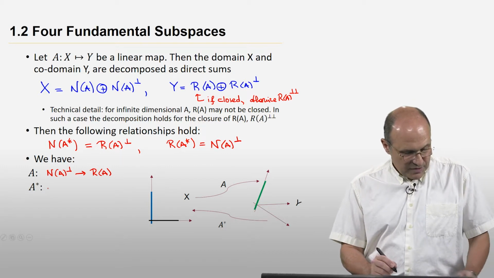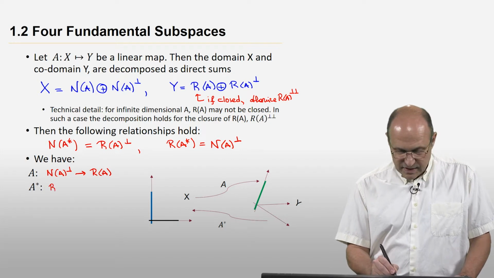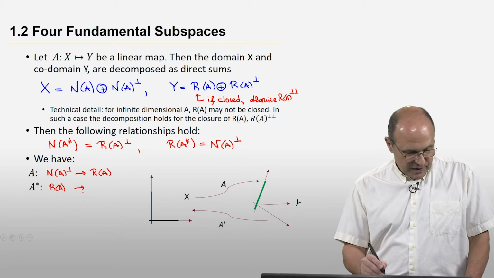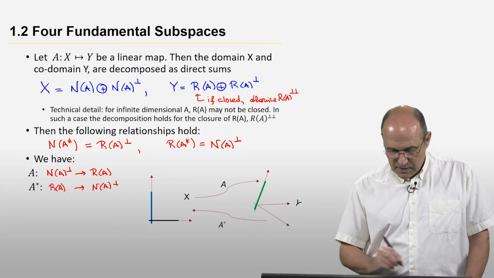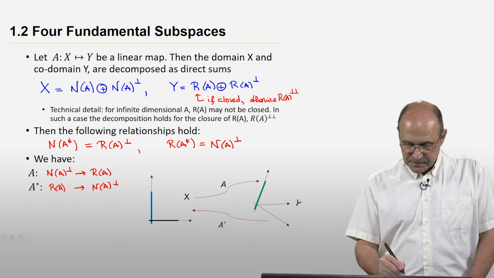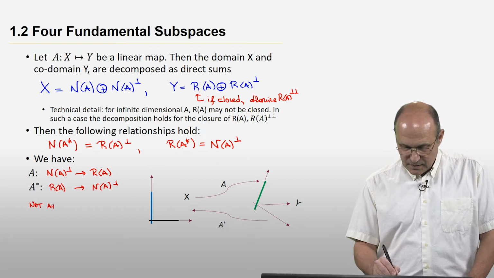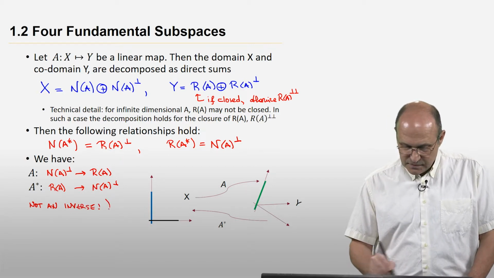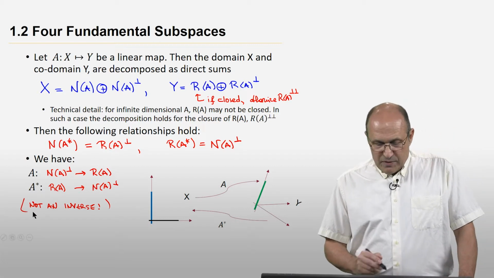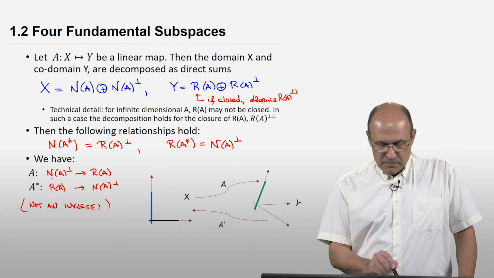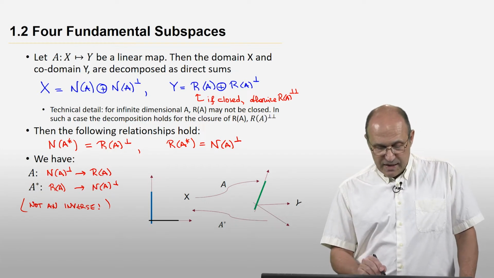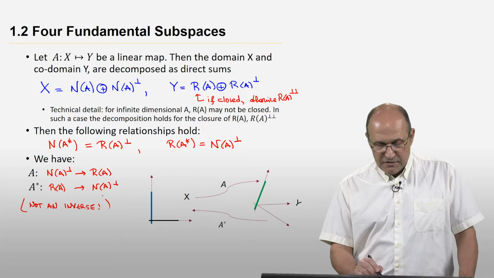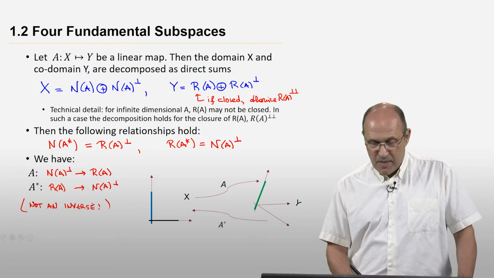On the other side, on the adjoint side, the adjoint takes the range of A, according to this relationship of the four fundamental subspaces, to the orthogonal complement of the null. This is not an inverse. So in other words, A takes you from the orthogonal complement of the null of A to the range, and then A star gets you back from the range to the orthogonal complement of the null. That's not an inverse operation, it's just the way the maps work.